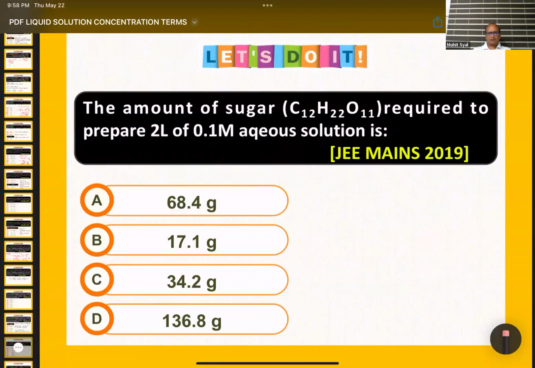This is very easy. Just tell me the answer quickly. Jasleen, Ibrahim, tell me quickly the answer. This is very easy. So what amount of sugar do you need to prepare 0.1 molar aqueous solution of sugar, which has a total volume of 2 liters?